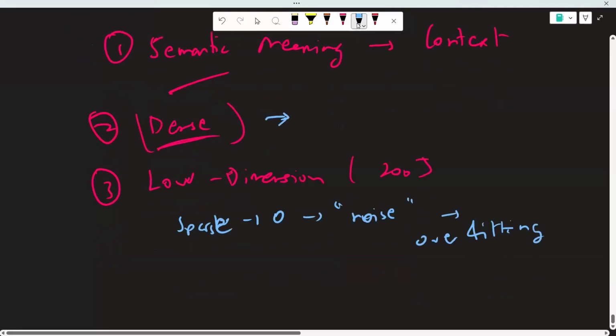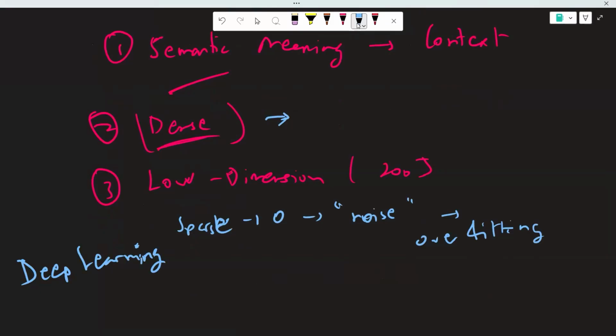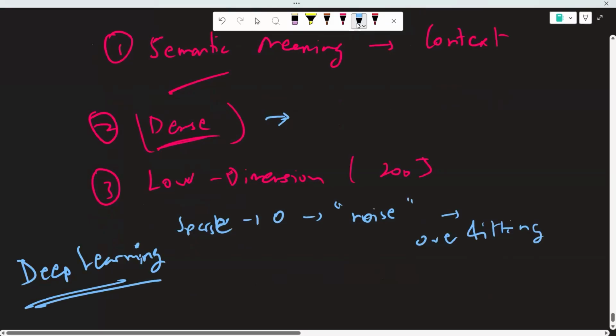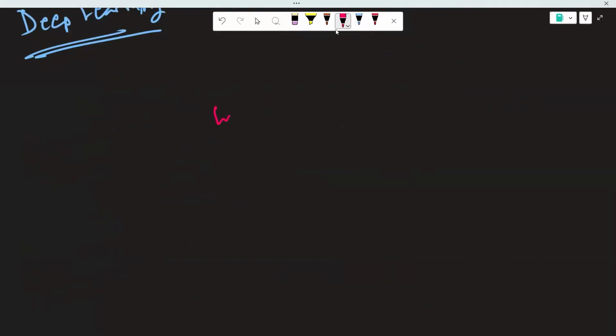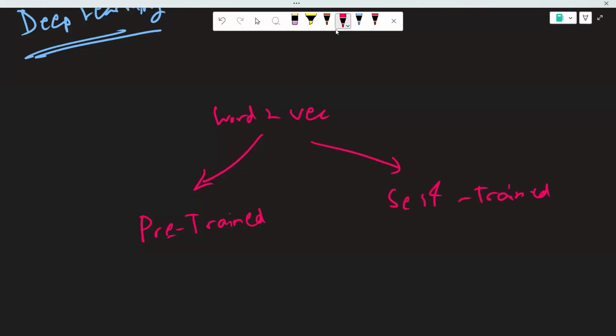Okay, so one more thing, it uses deep learning. So we'll see what models it uses in deep learning. I know you have already covered deep learning, so you should be able to pick it up. Okay. So in Word2Vec, there are two variants. One is your pre-trained model. One is your current train, like you have to train it, self-train.